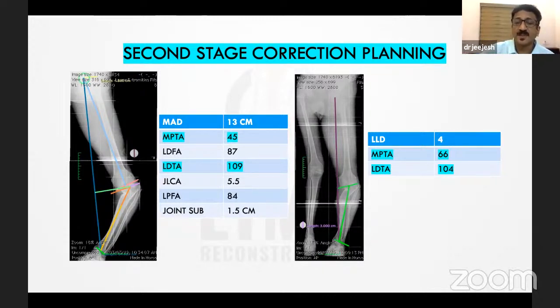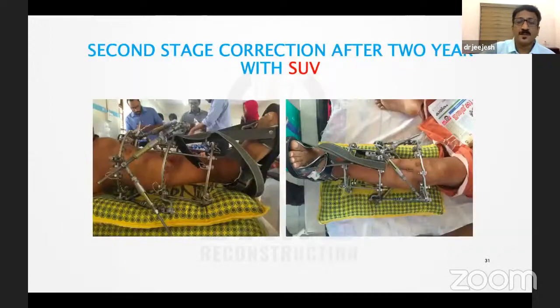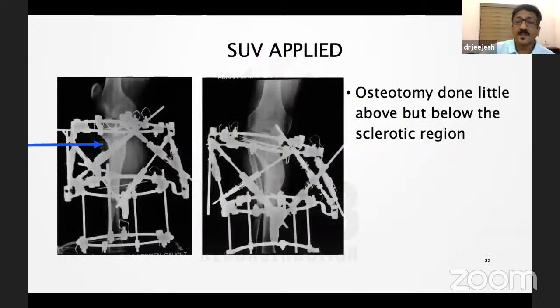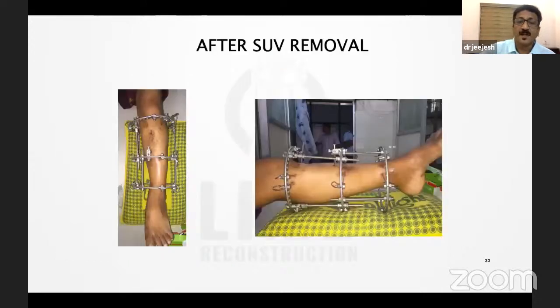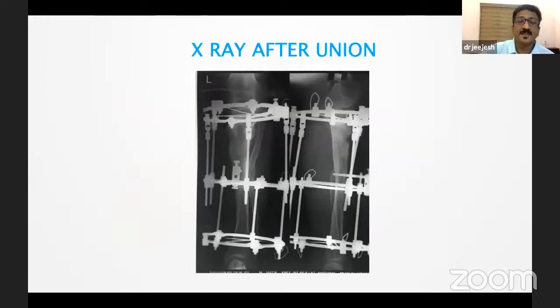Now the rotation was also corrected, so the LDTA I could correct properly. So SUV applied. This time I could do the osteotomy above, near to the first one. So the translation which I expected was less. And this is after correction, after SUV removal, as you can see in the X-rays.